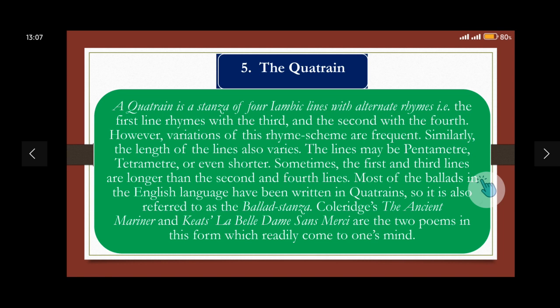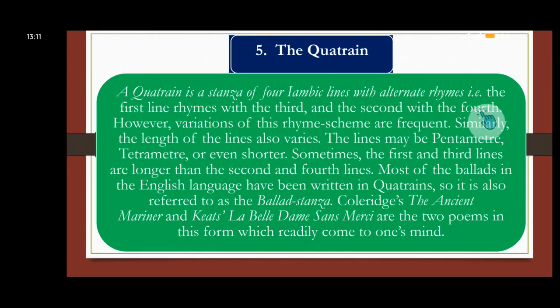So we start with quatrain as one of the stanza forms in English poetry. So let's discuss what is quatrain. A quatrain is a stanza of 4 iambic lines. So how many lines will be there? There will be 4 lines. A quatrain consists of 4 iambic lines, and these 4 lines will rhyme alternately, like line 1 will rhyme with line 3 and line 2 will rhyme with line number 4.